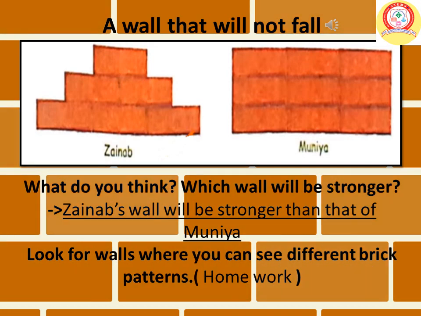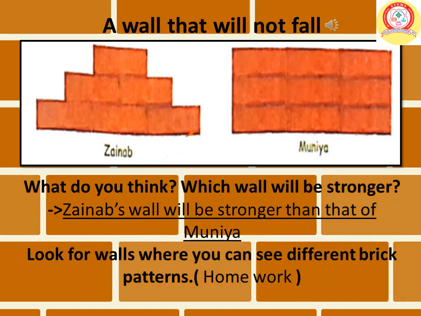Now, Zainab's wall will not fall easily, and masons too say that they do not put bricks one on top of the other, as Munia has done. So children, tell me, what do you think? Which wall will be stronger, according to you?